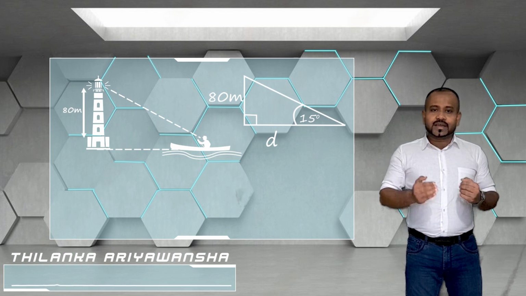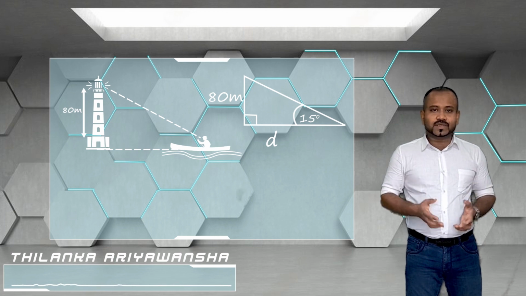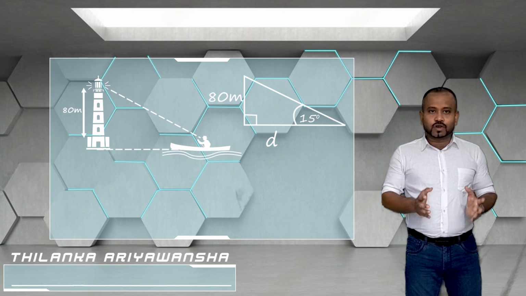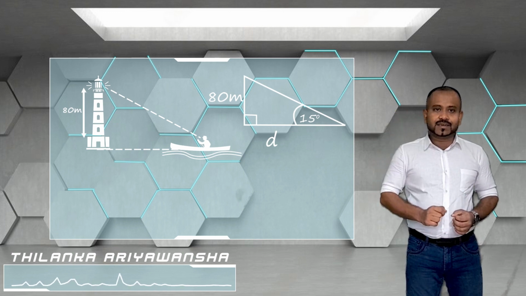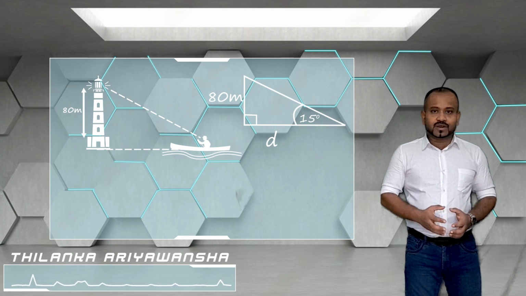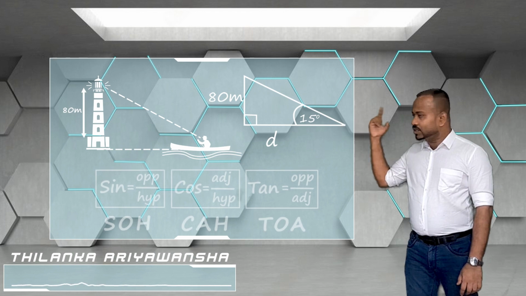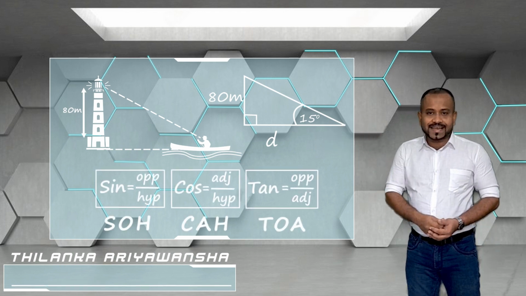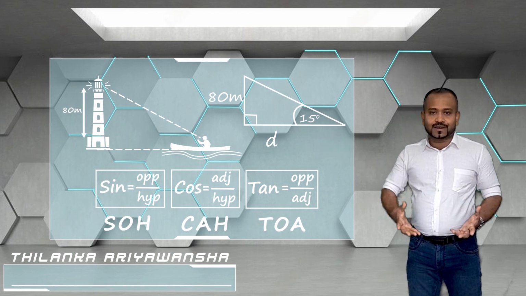I have shown these trigonometric ratios in my previous video. I hope you all have watched that. If you haven't watched that, by clicking this link you can watch that video. Now you can see here we are using SOH: sine is opposite over hypotenuse, CAH: cos is adjacent over hypotenuse, TOA: tan is opposite over adjacent.